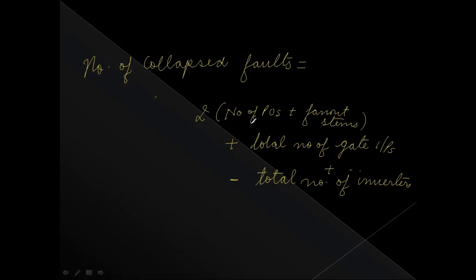Okay. So 2 into the number of primary outputs, plus the fan out stems, plus the total number of gate inputs, all the gates, including the intermediate levels, the inputs of all of them, minus the total number of inverters which are there in your circuit. That is what is going to give you the number of collapsed faults.